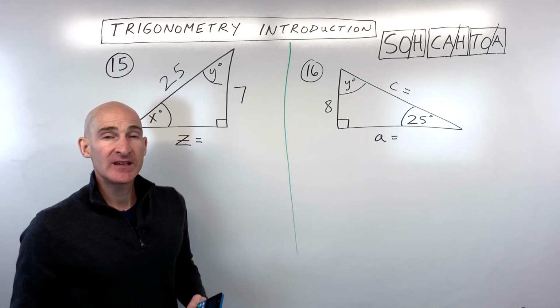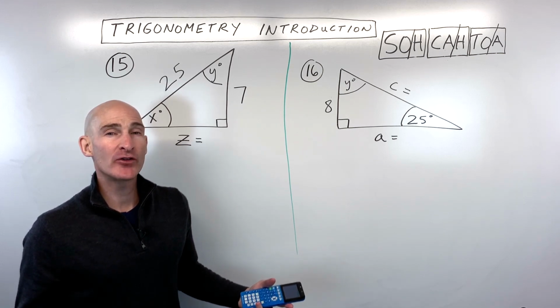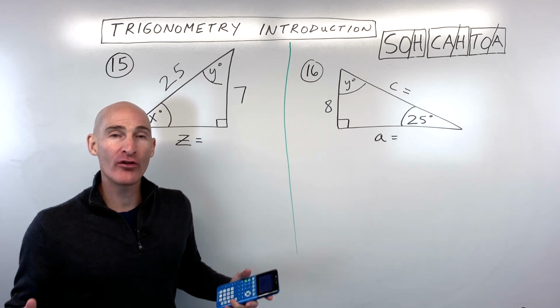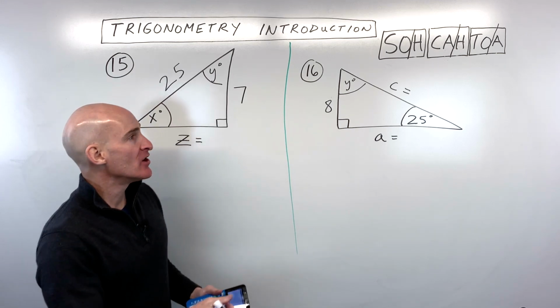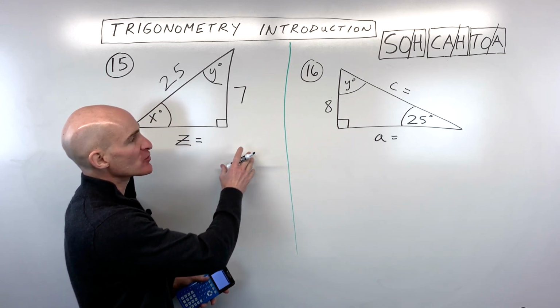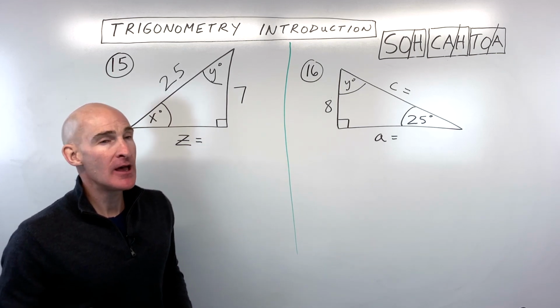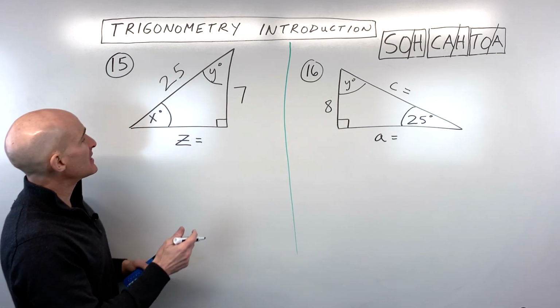Okay, for number 15 and 16, we're going to talk about solving the right triangle. And what that means is you're solving the entire triangle. You're finding all the angles and all the sides. So I'll do number 15 and kind of show you how this works. You can try number 16 on your own. We'll also go through that one together. So let's dive into number 15.